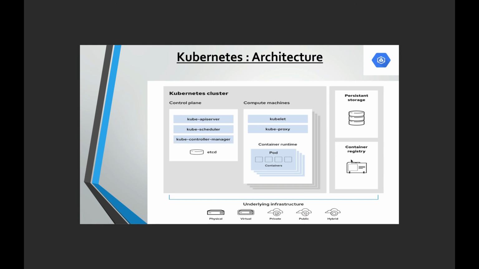Coming to the container registry part. This is the registry where your container images are stored. All the images whatever you create will be stored here. In our case of Google Cloud, it will be GCR or Google Container Registry. Then coming to the last part of the architecture, which is the underlying infrastructure, it can be of any type, like a physical machine, virtual machine, or any cloud, public, private, hybrid cloud. So that's it from the Kubernetes architecture part.